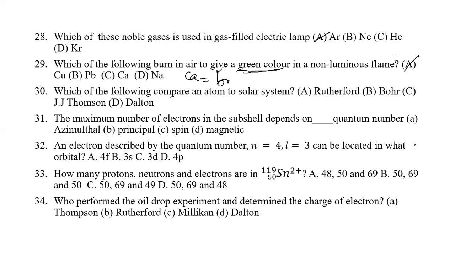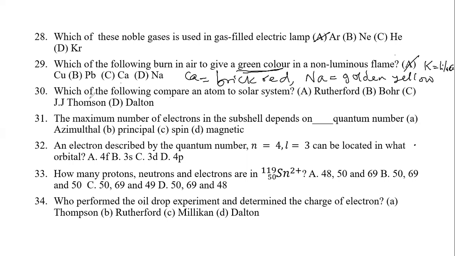Calcium will give brick red. Sodium will give golden yellow flame. Potassium will give lilac. So the one that will give a green color is copper. All right.